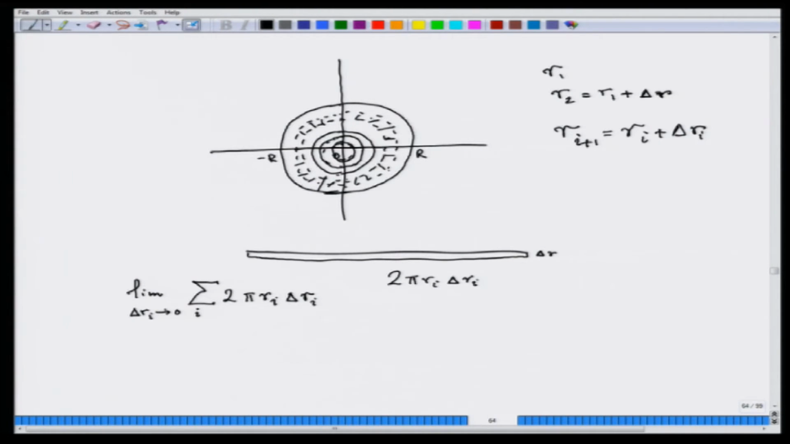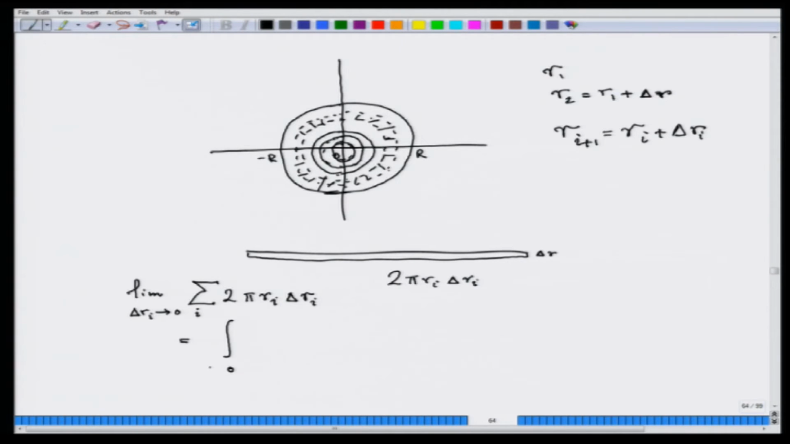When delta r i becomes very small, delta r i actually is representing the differential of r i. Essentially, finally, instead of saying r i, we can just take r and r plus dr. So, this limit is nothing but the integral.